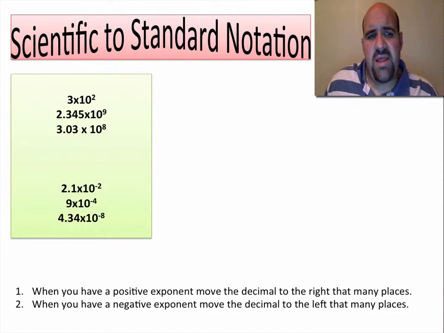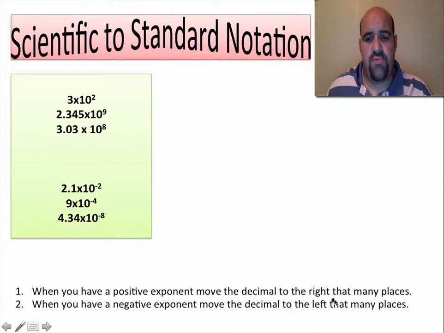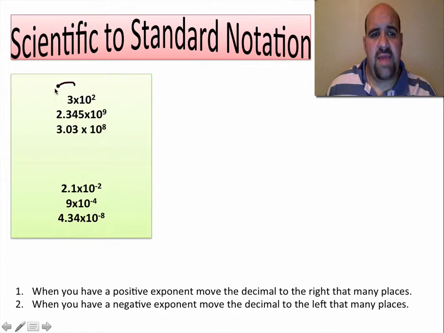Today we're going to look at how to put numbers that are already in scientific notation back into regular or standard notation. So we have some numbers on the left and a couple of rules on the bottom. When you have a positive exponent, move the decimal to the right that many places. That's pretty simple. In all of these cases, we have a positive exponent, so let's do a few of them.